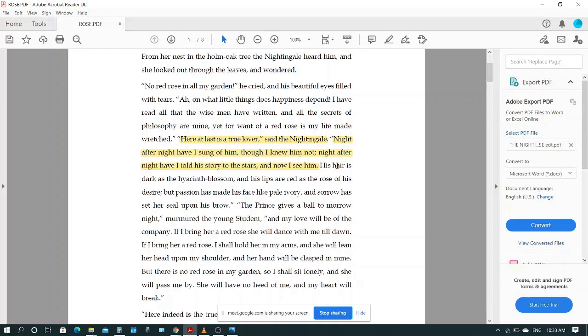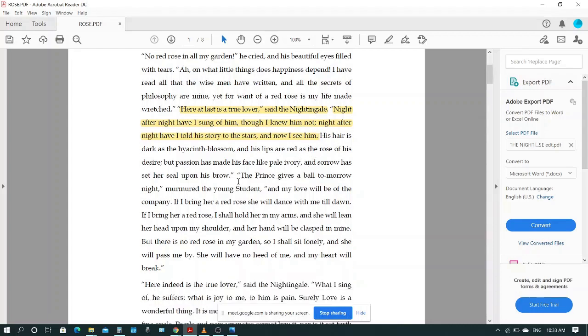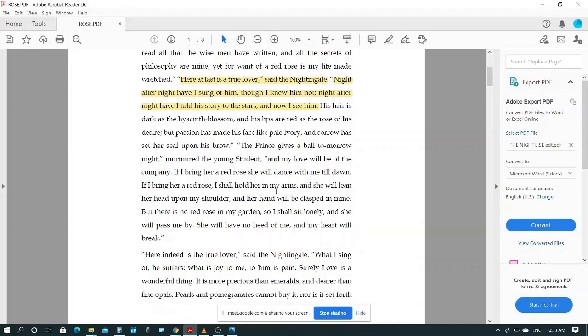Further, the Nightingale describes that boy, and further it is said again by the boy. What does the boy say? Look at that. The prince gives a ball tomorrow night. Now, gives a ball, that is a ball dance. Okay, there will be a hall, and couples in that hall would be dancing around, holding each other's hands, and they would dance. So the ball is a party. The prince gives a ball tomorrow night, murmured the young student, and my love will be of the company. So he wants to have company with that particular girl, his love.